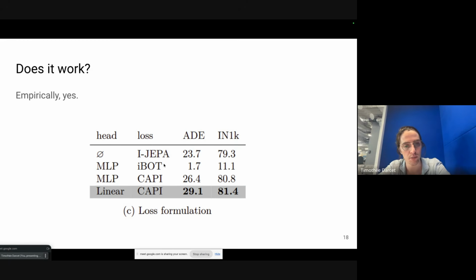If you do the iBot style loss, MLP with iBot, well, if you do it alone, it just does not train. iBot does not work alone. As I was saying, this loss does not really make sense, in my opinion. If you do MLP with CAPI, it's not as good, and just the CAPI loss works quite well. Of course, the usual caveat applies, which is that this ablation starts from a setup that is a bit optimized for CAPI. The hyperparameters might not be the exact right ones for the others, but still it seems like the CAPI loss works.